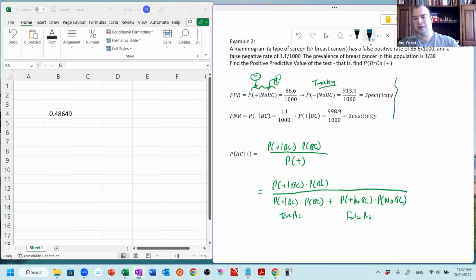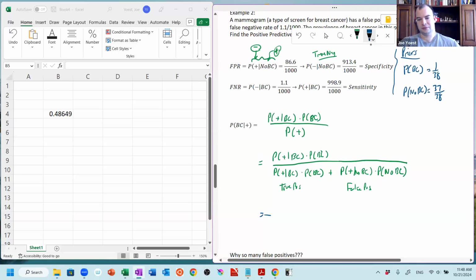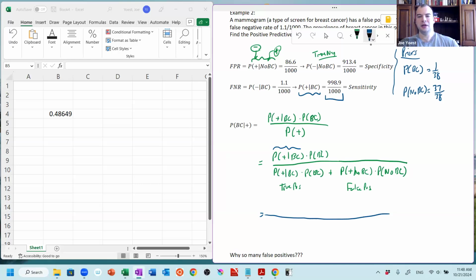I know the prior probability of breast cancer is 1 in 38, and the prior probability of no breast cancer is 37 out of 38. All right, so let's fill these in. Probability of positive given breast cancer, that is this one here. I'm not going to write all of these over 1,000s. We're going to have one here and one there. Those will just essentially multiply top and bottom by 1,000, so those will go away. So this is going to be 998.9 for probability of positive given breast cancer, without the over 1,000. We get another one of those in the denominator. Probability of positive given no breast cancer, the other way I could get a positive test result, 86.6.